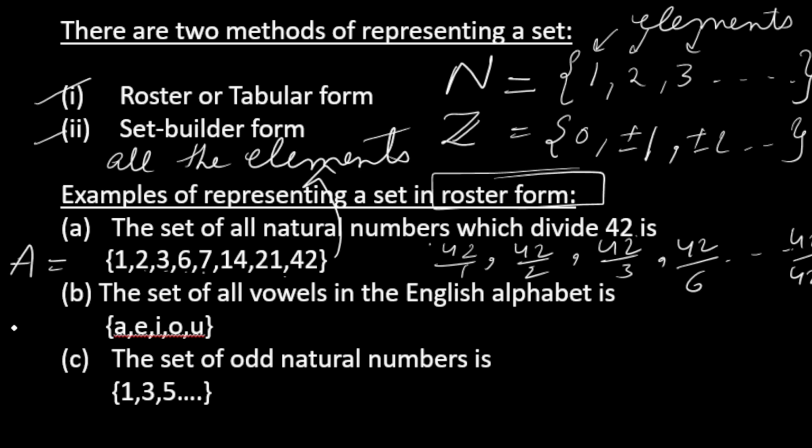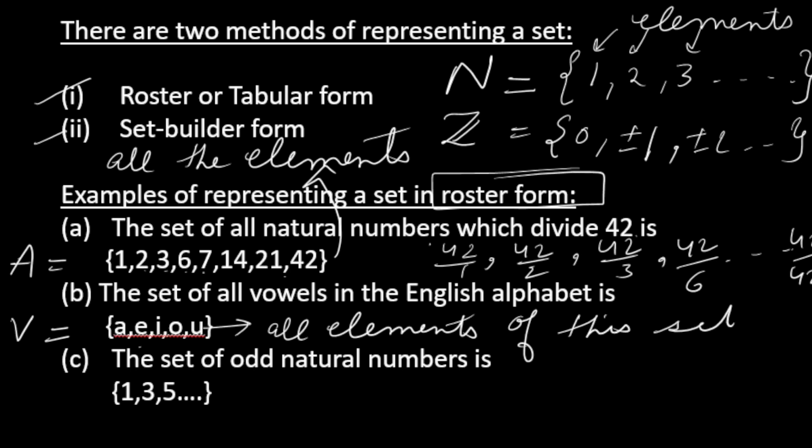Next example, I can write capital V is equal to the set of all vowels in the English alphabet. So all vowels are A, E, I, O, U. Inside curly braces, I have written all the vowels, meaning all elements of this set I have written inside the curly braces.